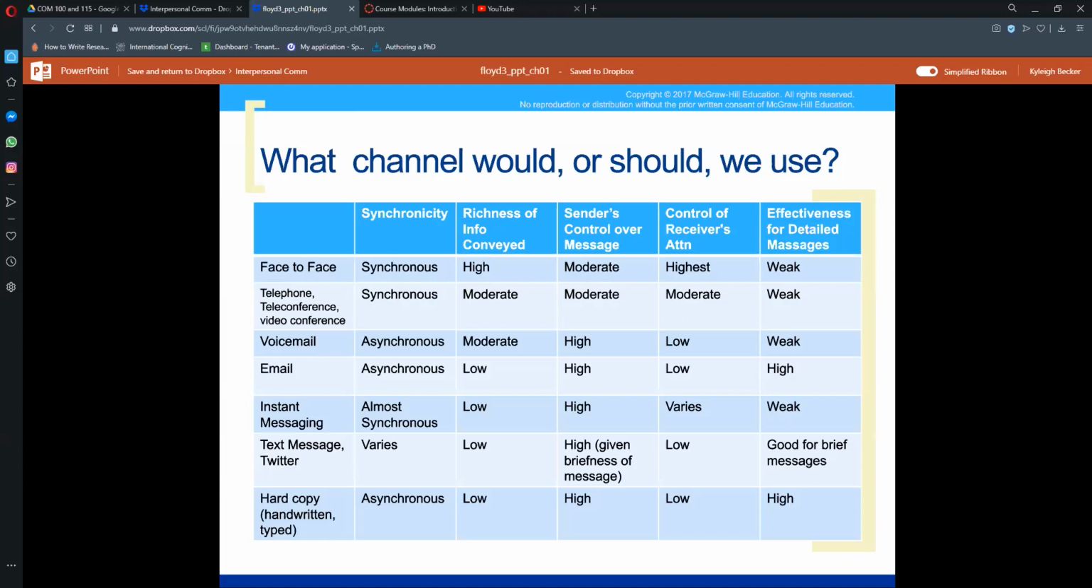You get a lot of attention. So when you're face-to-face, you have a lot of control over the receiver's attention. At least you hopefully do. You hope you're not looking down at their phone while you're trying to talk to them. However, face-to-face tends to not be as effective for highly detailed messages.